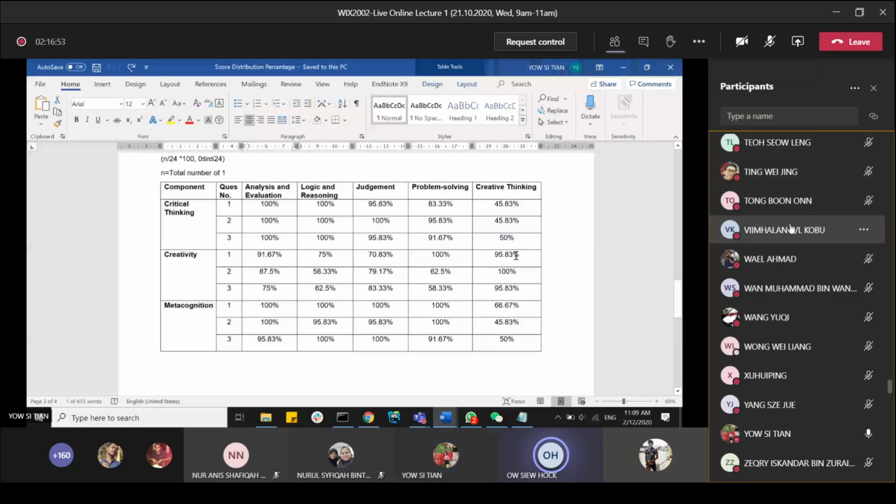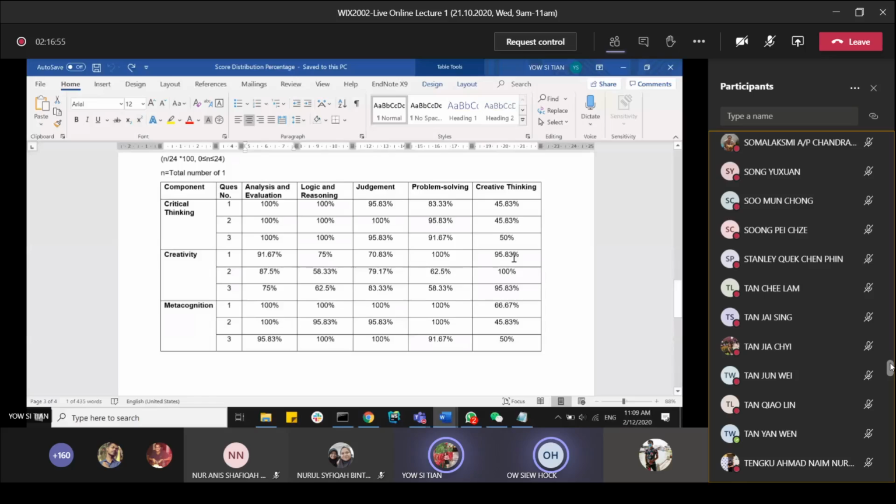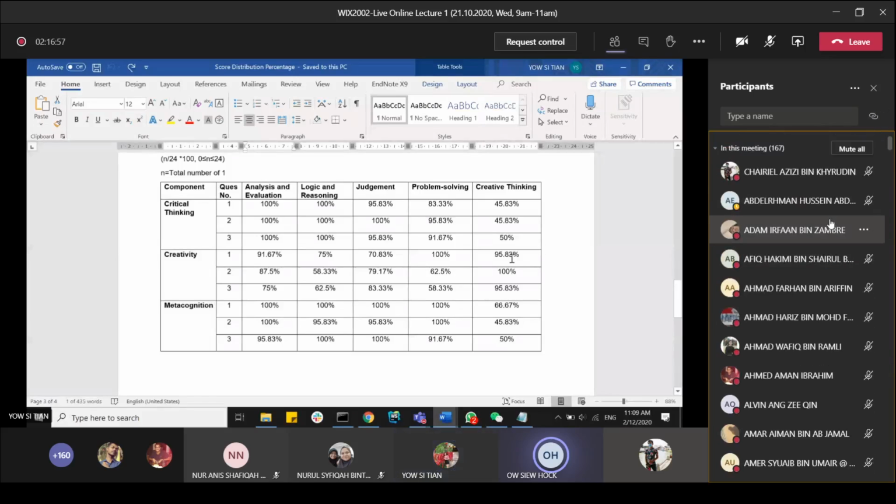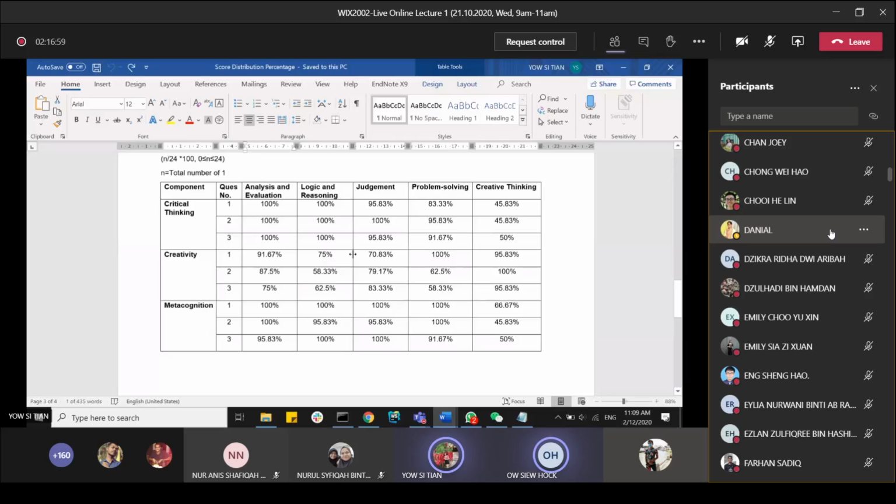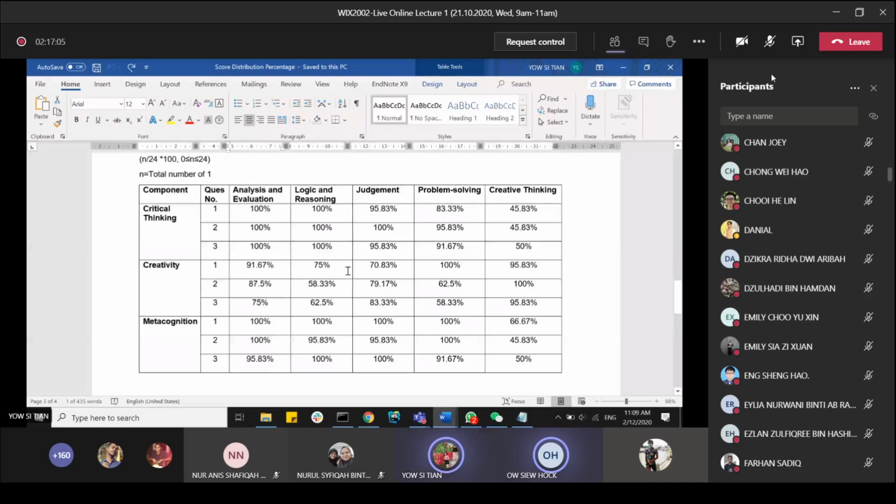Okay, then we look at the other one. Judgment, you can see the minimum is also quite high. Okay, then problem solving. Okay, one with 58 something. Okay, creative thinking. So you know how to analyze now? There's 145 something. So does it mean we analyze from the column, not from the row? No, it looks at the overall picture.